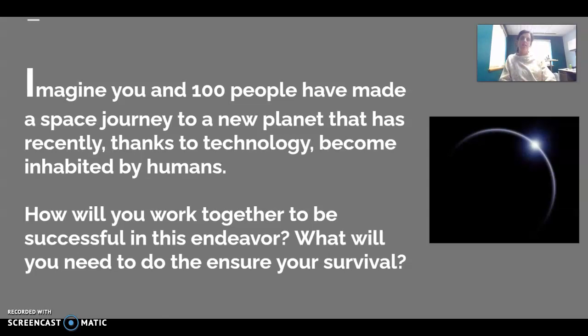Introducing the concept of social structures and institutions, here is a fictional scenario I imagined: you and 100 people have made a space journey to a new planet that has recently, thanks to technology, become inhabited by humans. So how will you work together to be successful in this endeavor? What will you need to ensure your survival?